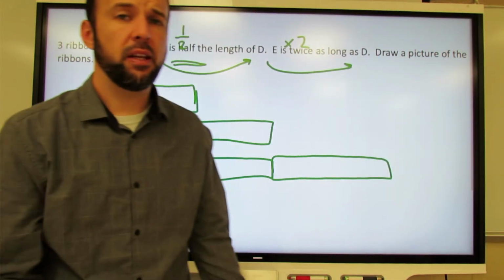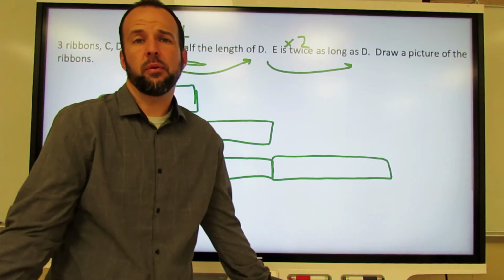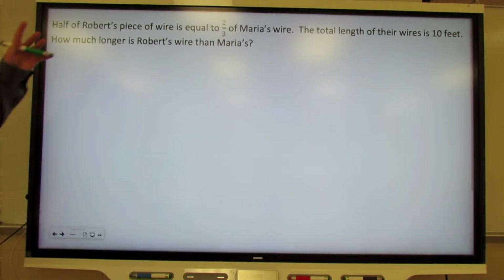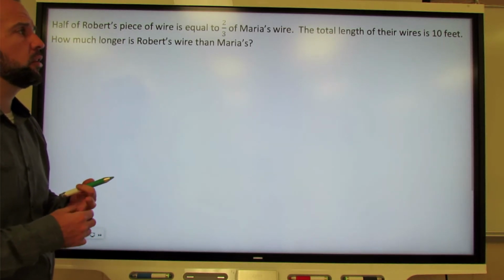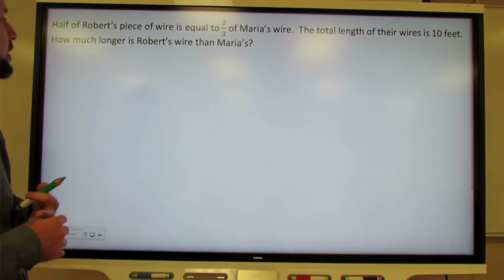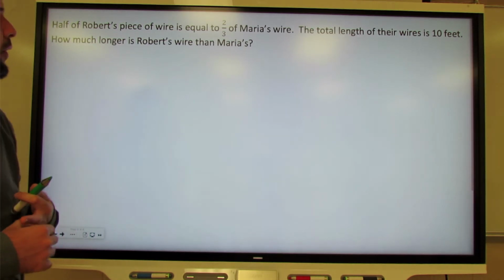Since you're doing so awesome, and you still have your thinking caps on, let's try another one, right? All right, this one says half of Robert's piece of wire is equal to 2/3 of Maria's wire. The total length of their wires is 10 feet. How much longer is Robert's wire than Maria's?